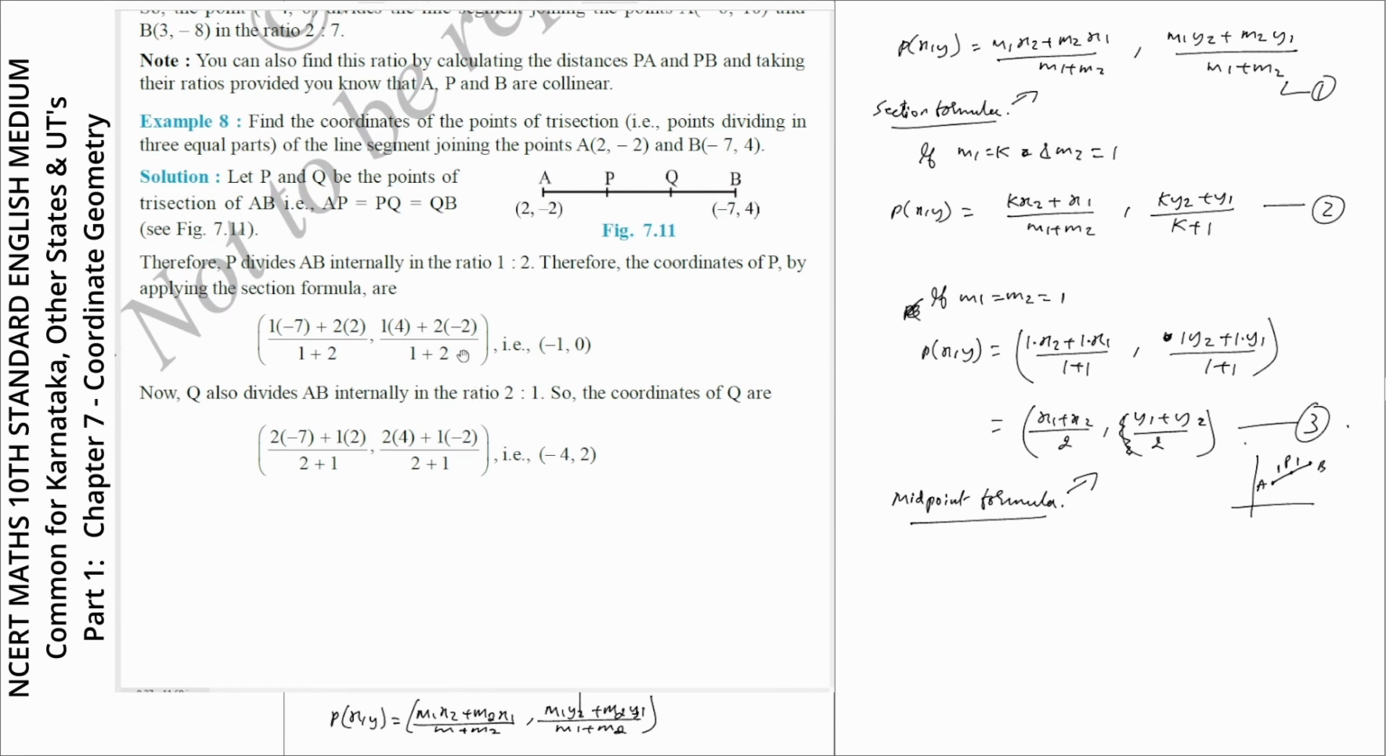And see example 8: A and B are 2 points, and on the line joining AB there are 2 points P and Q, such that AP is equal to PQ is equal to QB. We should find the coordinates of P and Q. So go through it. All are self-explanatory.